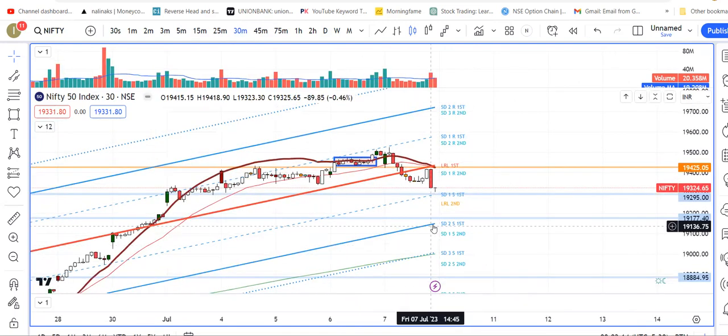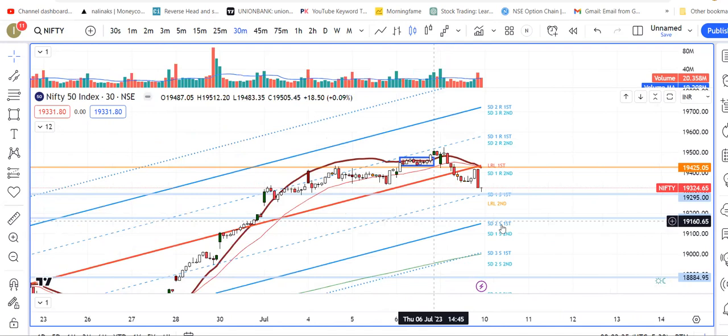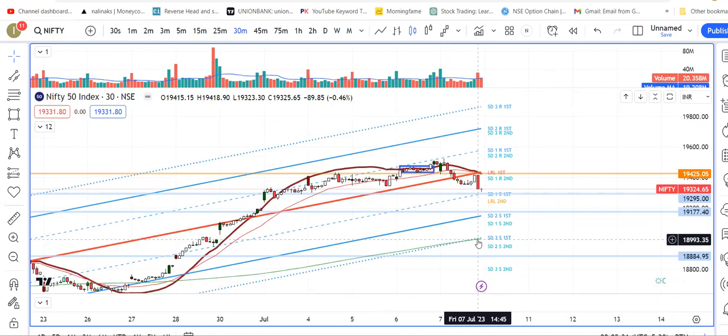And for tomorrow or the coming days, if it starts correcting, 19,144 will act as a support based on the channel. And also the 200 period moving average is placed around 18,993. You can prepare in advance for the levels on the Nifty. If somebody comes on the channel and tells about the support and resistance, you can also find the levels and get prepared in advance for the levels to trade.